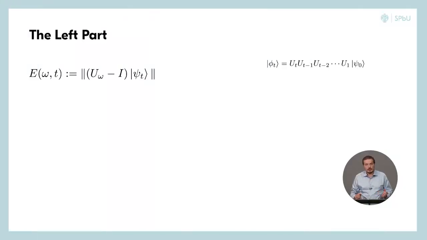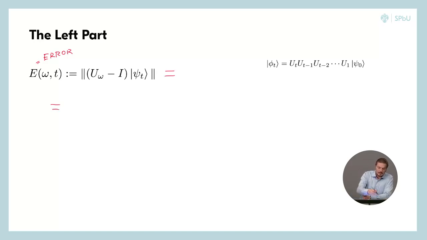Now we are going to introduce some auxiliary values. The first one is this E of omega and t, where E stands for error, because our trimmed algorithm is obviously erroneous. It doesn't call the oracle. Instead of an oracle, it calls the identity operator. So we are going to estimate how much deviation from the correct path we get on each step.